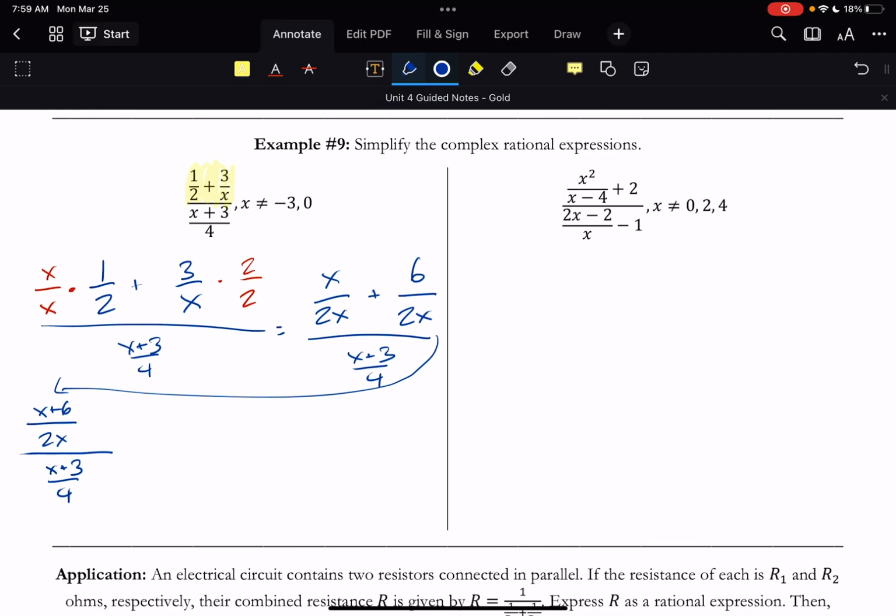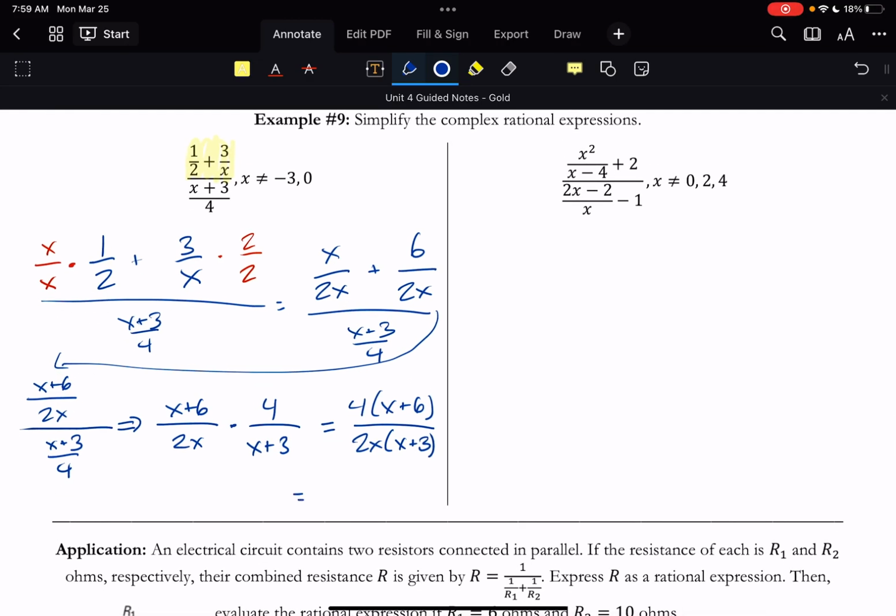Now this is, again, just division. So remember, division of rationals is really multiplying by the reciprocal of the denominator. So this is the same as x plus 6 divided by 2x times 4 over x plus 3. And now we're just going to go ahead and multiply. So you get 4 times x plus 6 divided by 2x times x plus 3. And then I want to see, is there anything that I can simplify between numerator and denominator? 4 divided by 2 I can simplify as 2 over 1. So my final simplified expression is 2 times x plus 6 divided by x times x plus 3.